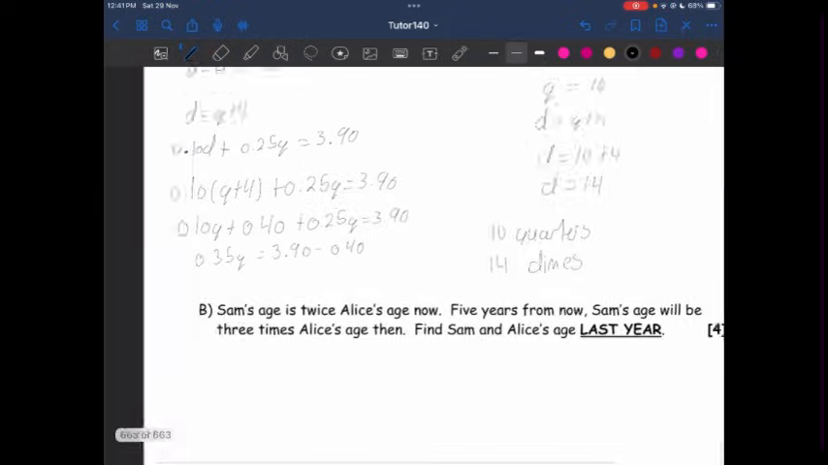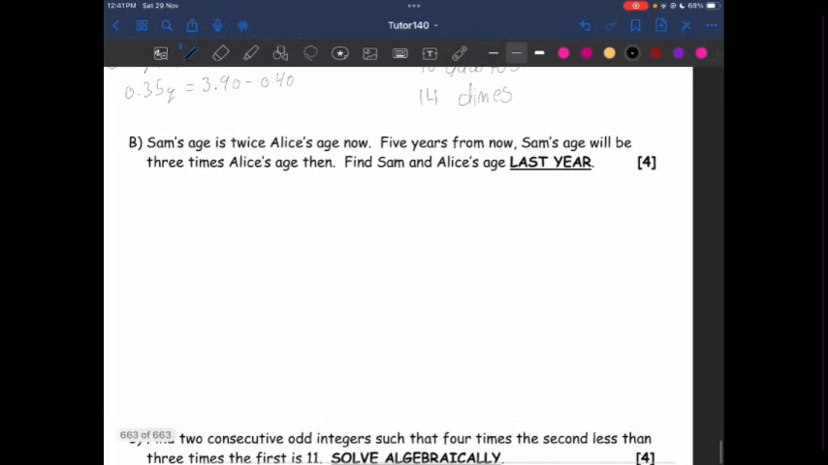Okay. Now, Sam's age is twice Alice's age now. Five years from now, Sam's age will be 3 times Alice's age then. Find Sam and Alice's age last year. So quite a few. First thing that they said is Sam's age is twice Alice's age now.